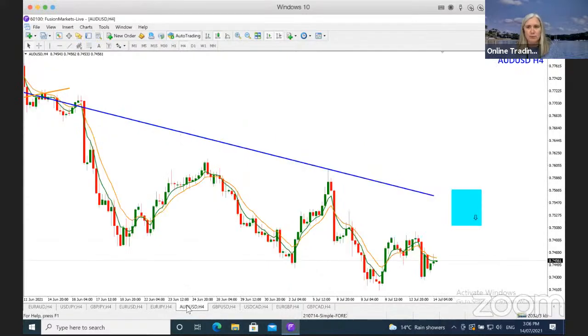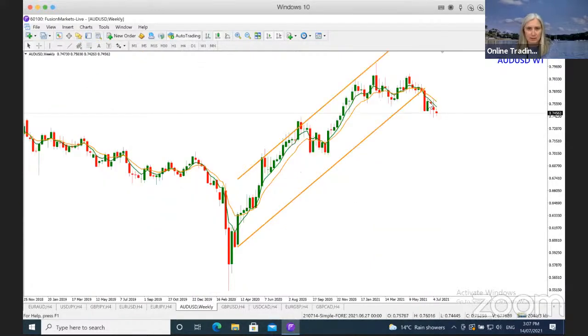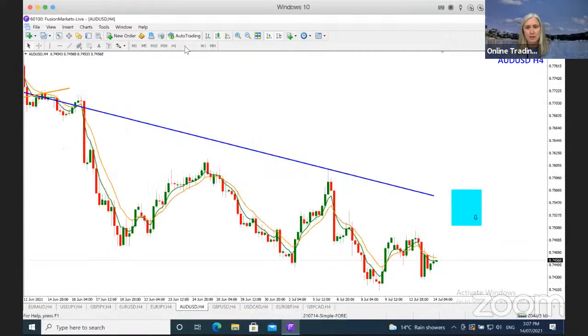Next currency pair I'm looking at is AUDUSD. AUDUSD, I'm looking for a short on this one. So it's already out of the channel there. Daily it's been going down. So 4-hourly for the setup, I'm looking for a pullback up towards the trend line. And then I would be looking for a reversal in terms of the candlestick patterns.